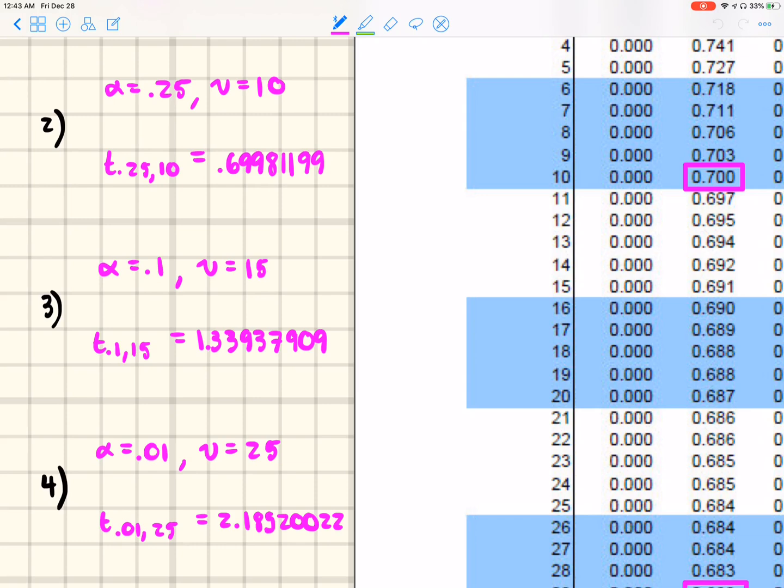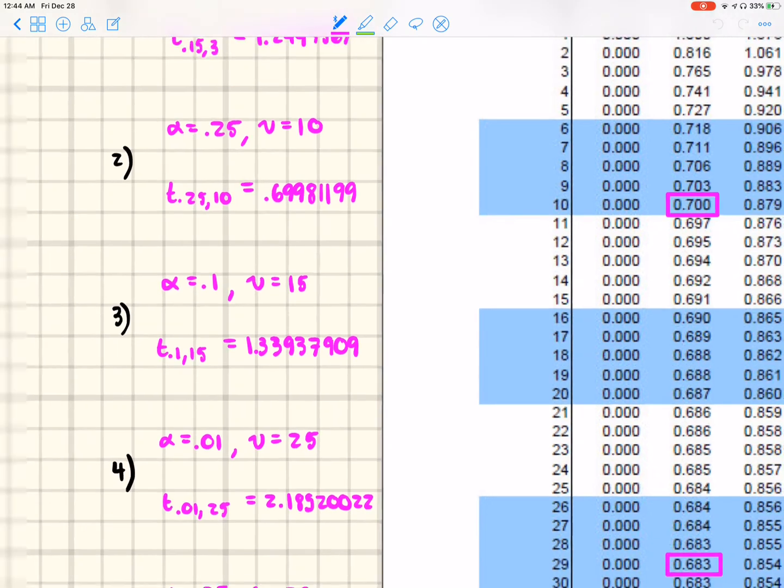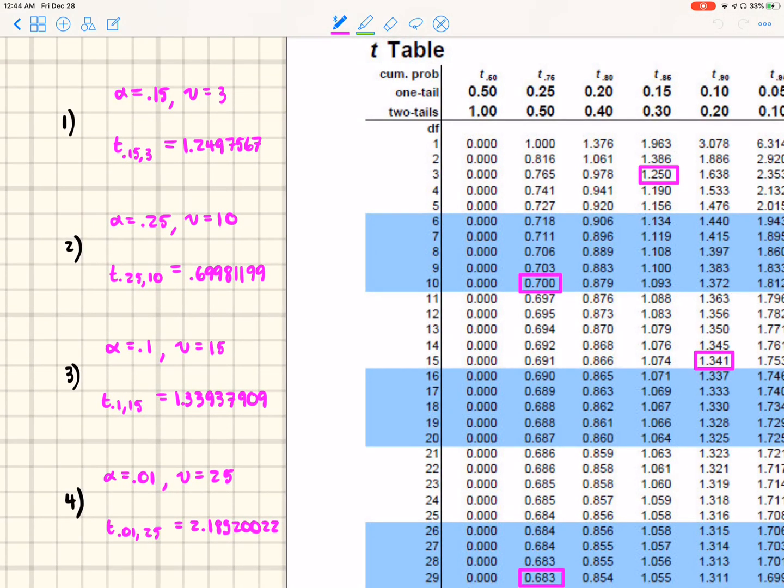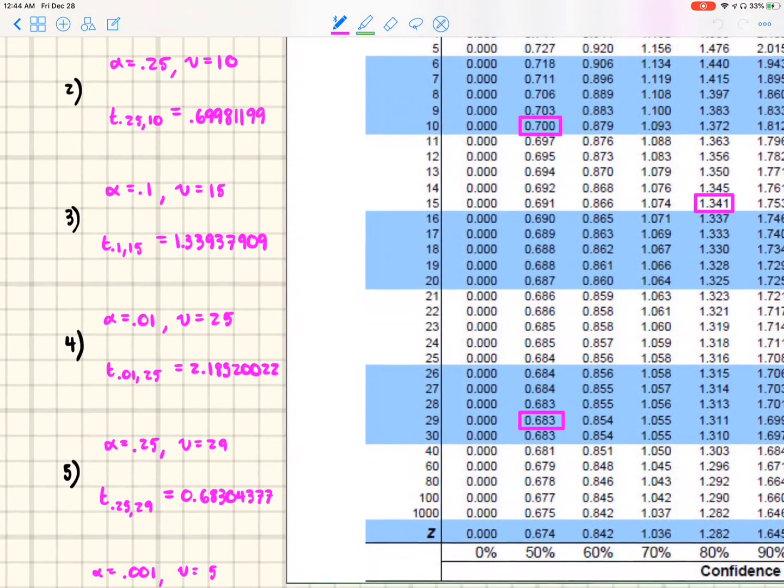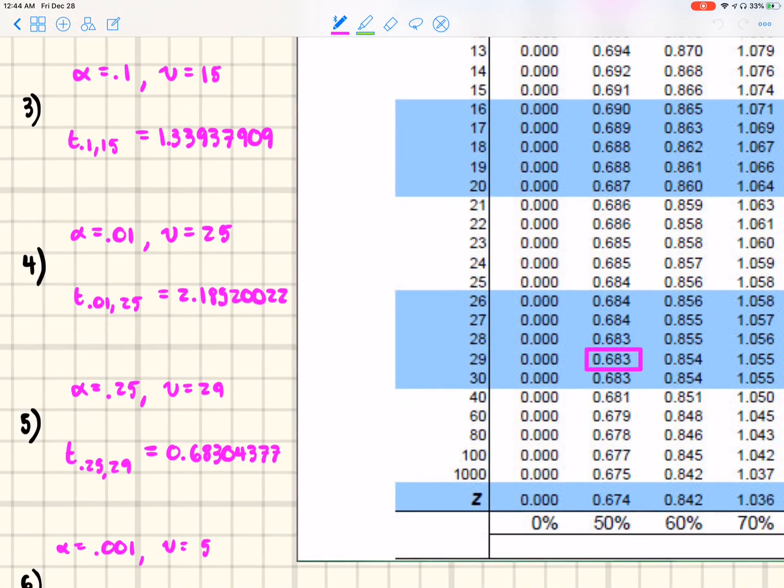And then again, with a confidence interval of 90% and 15 degrees of freedom, we can compare the book value of 1.341 with that I've calculated using only 16 terms of the expansion, and we get something that's fairly close, within 1,000th or 2,000th or so of the right value. And again, here's some more.